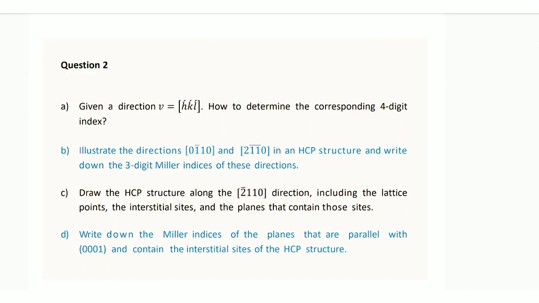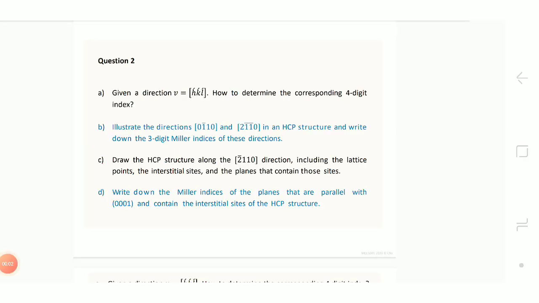So in this question, what we are aiming to do is to determine the equations that we can use to convert a given three-digit index into a four-digit index. How can we determine h, k, i, and l if we are given h', k', and l' of a direction? If a direction is given, you can describe it using the three-index system and also using the four-index system.